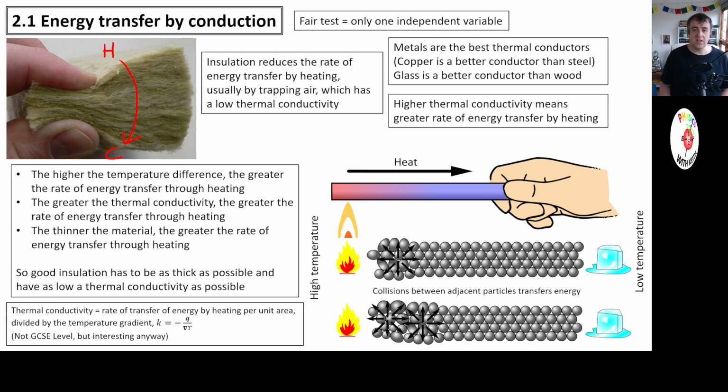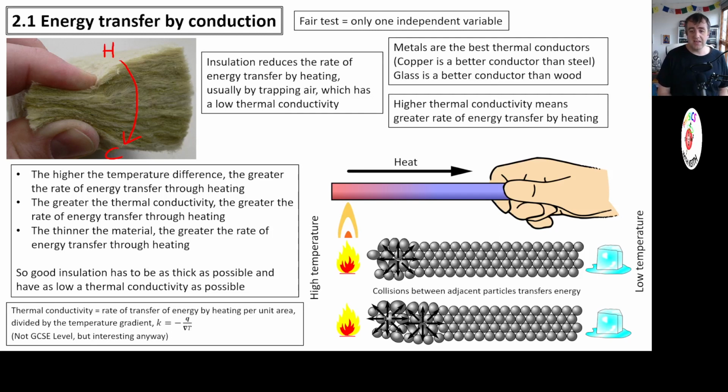We're also going to have the effect of the material itself and the effect of the thickness of the material. So if we want to do an experiment to investigate insulation, we've got to be clear in our head what we are investigating. If it's the type of insulator, the material it's made out of, then we need to make sure we keep the thickness of the insulator the same and the difference in temperature between the hot and the cold side the same. So that the only independent variable we have is what the insulator is made out of.